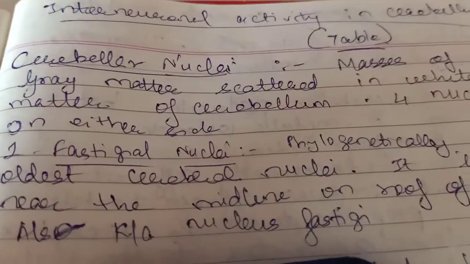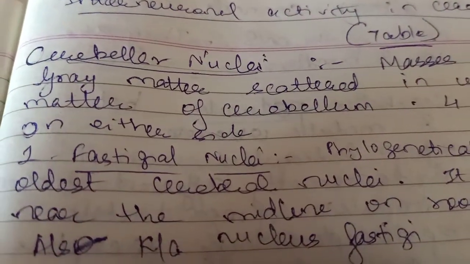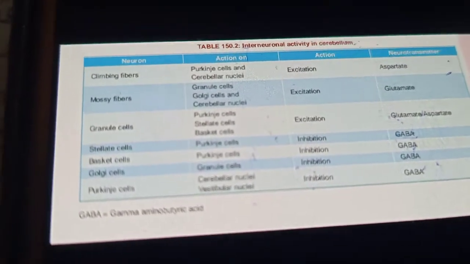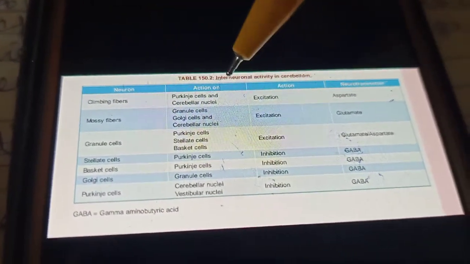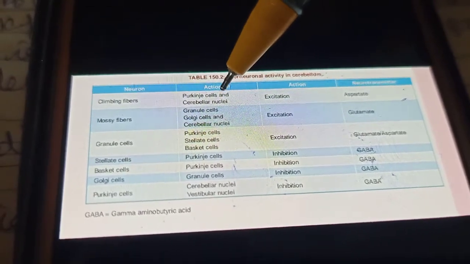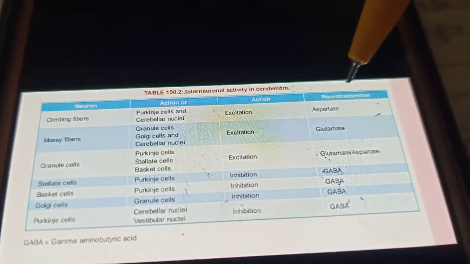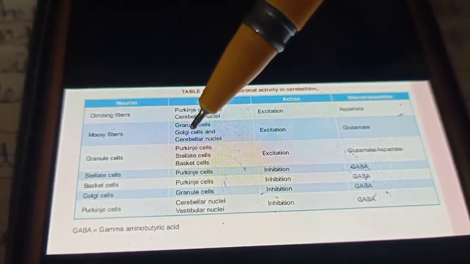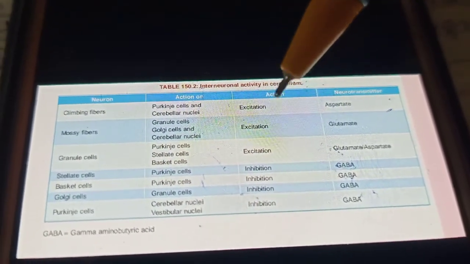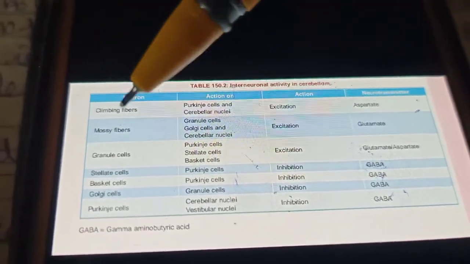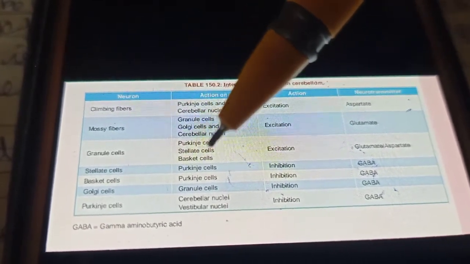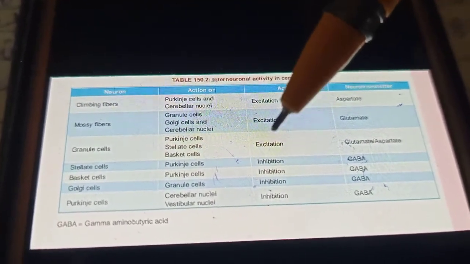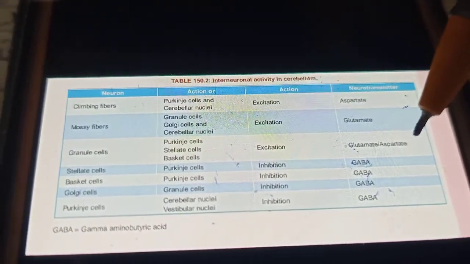Now there is certain interneuronal activity. This is the table. Climbing fibers act on the Purkinje cells and the cerebellar nuclei, with excitation, and the neurotransmitter is aspartate. Mossy fibers act on granule cells, Golgi cells and cerebellar nuclei, excitation, neurotransmitter glutamate. Granule cells act on Purkinje cells, stellate cells and basket cells, excitation, glutamate and aspartate.